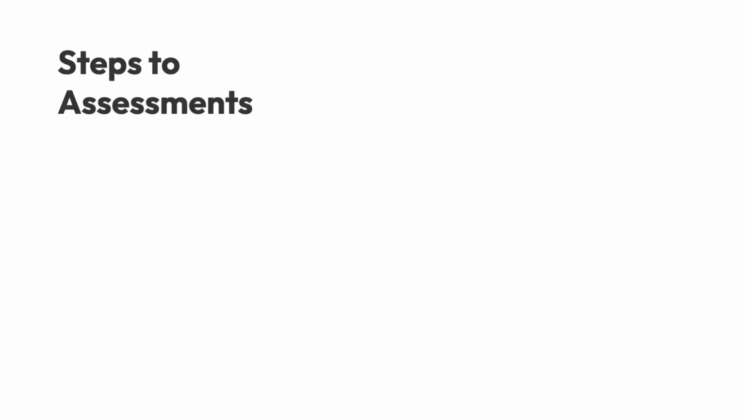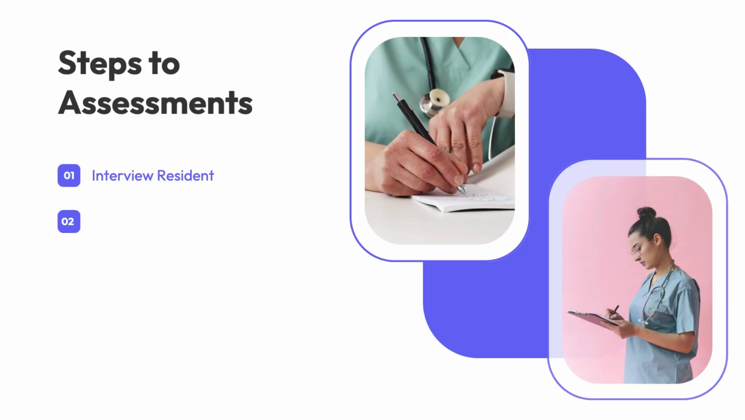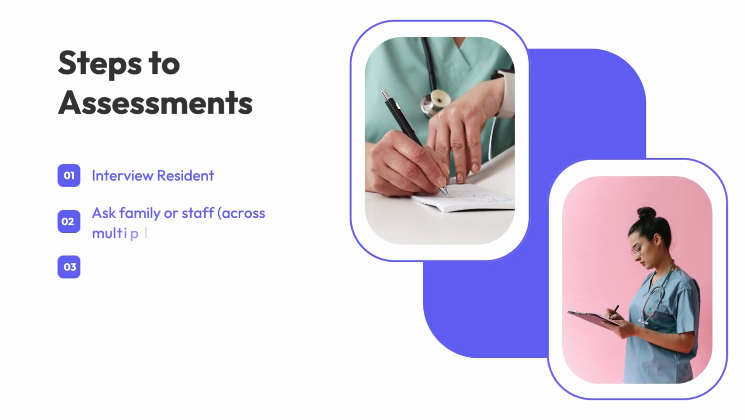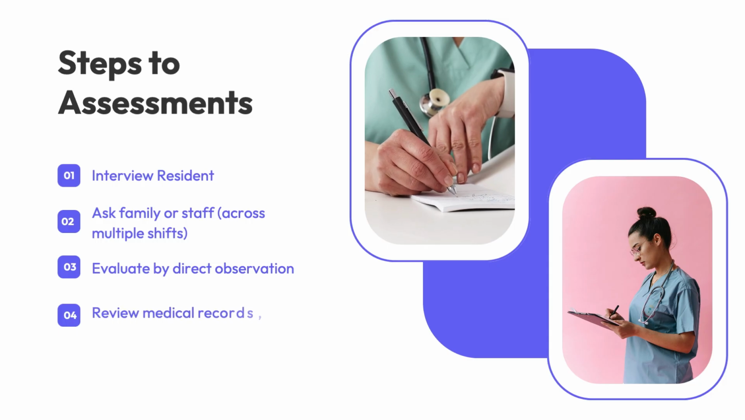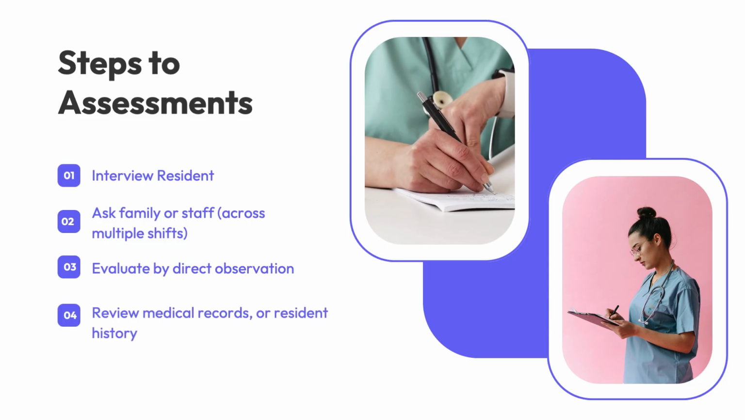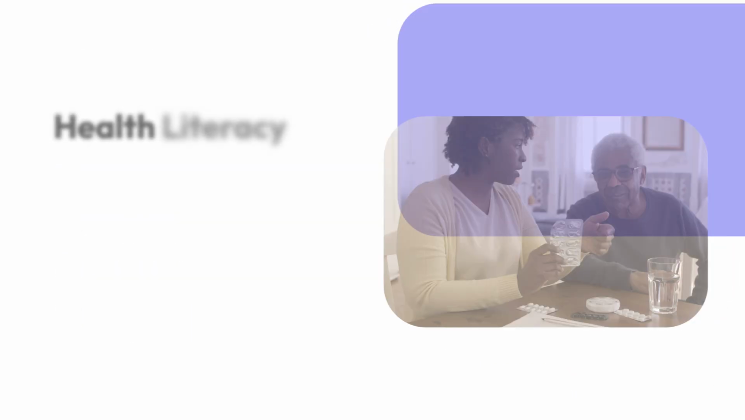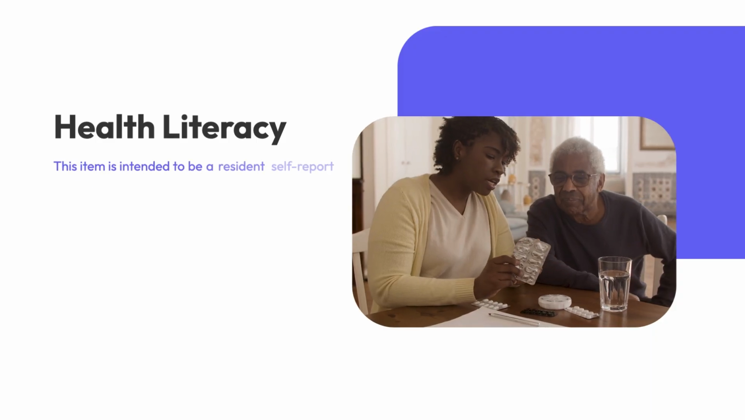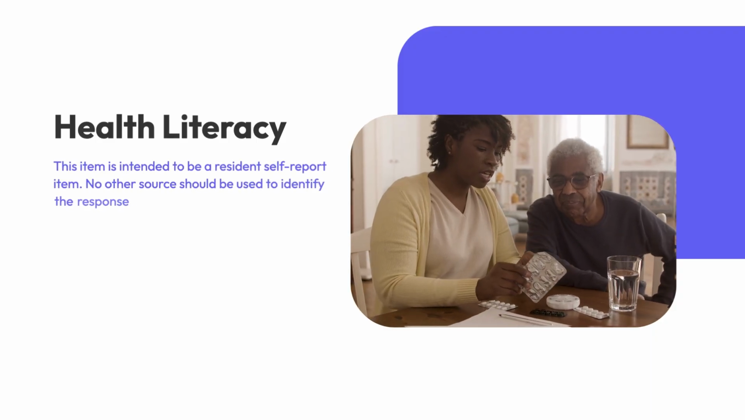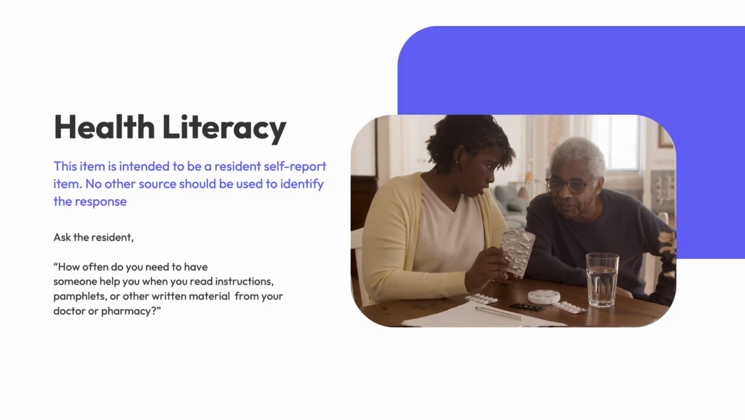When coding Section B, it is good to familiarize yourself with the steps of assessment used to answer each question. Most of these will include interviewing the resident, asking family or staff across shifts, evaluating by direct observation, and by reviewing the resident's record or medical history. An exclusion to those steps will be when we're determining the resident's health literacy. This item exclusively relies on the resident's response, and no other sources should be used to identify the response.